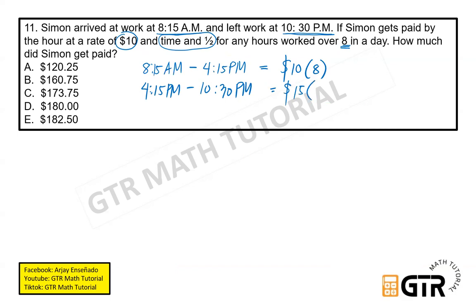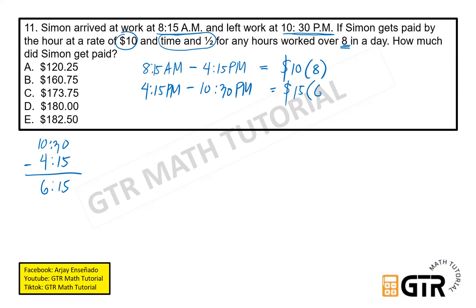Tapos bilangin natin ilang oras pa from 4:15 hanggang 10:30. So subtract lang natin. So we have 10:30 minus 4:15. Okay, madaling i-subtract. Wala nang borrow yan. 30 minus 15, we have 15 minutes. 10 minus 4, so 6 hours, 15 minutes.